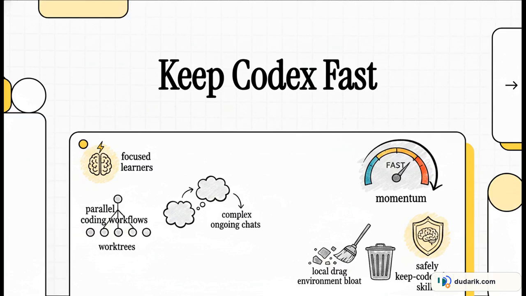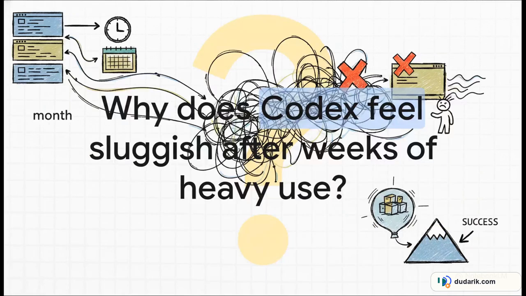So we're going to unpack exactly how the new keep-codex-fast skill drastically reduces that local drag. It cleans up your environment, and it does the whole shebang without ever risking your valuable context. Okay, let's dive into this.